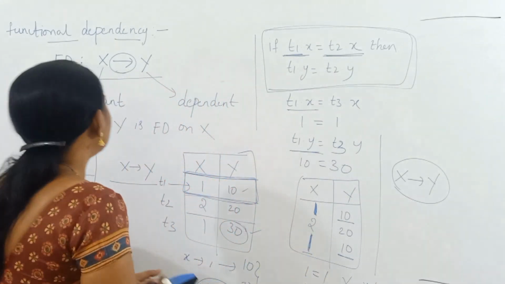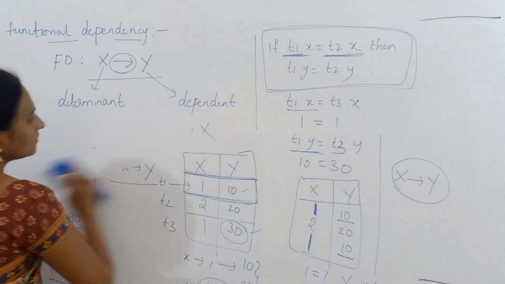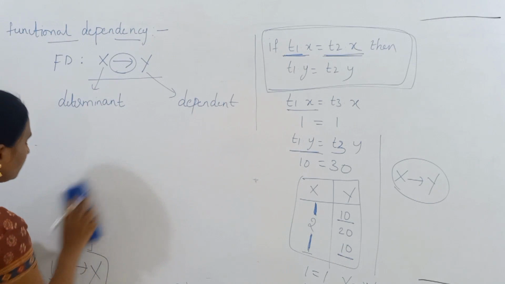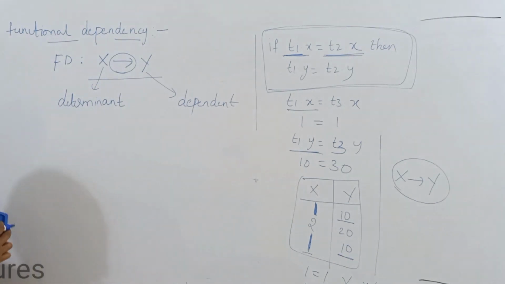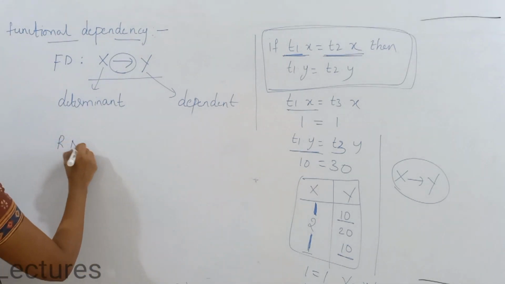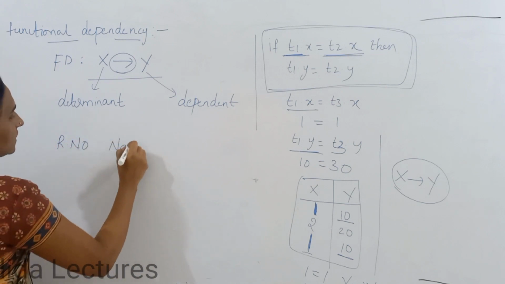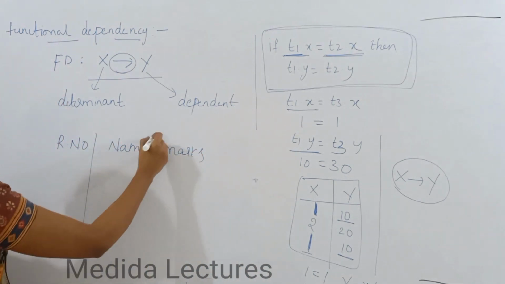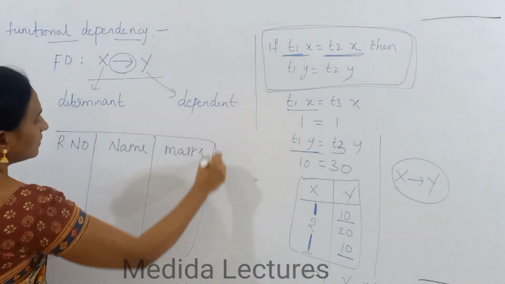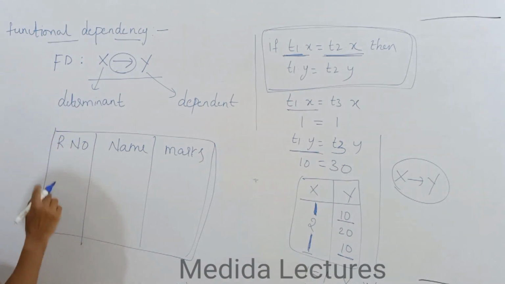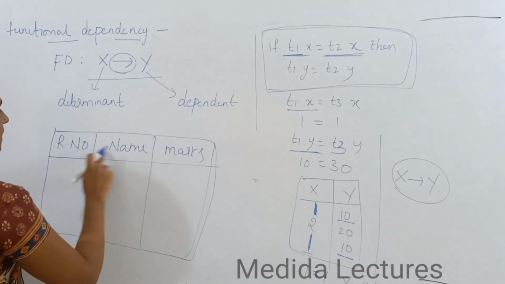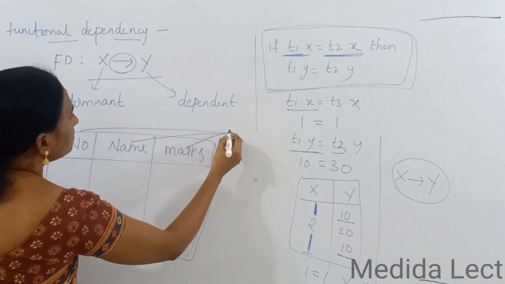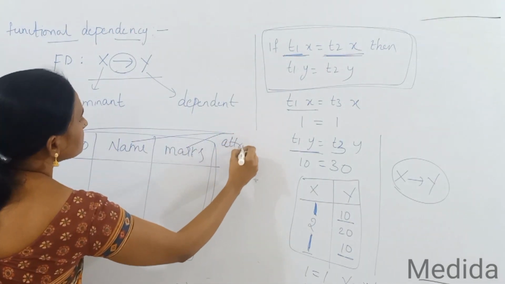For example, I am taking student table. This table consists of roll number, name, marks. Roll number, name, marks are called attributes.